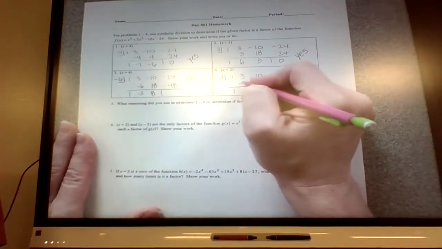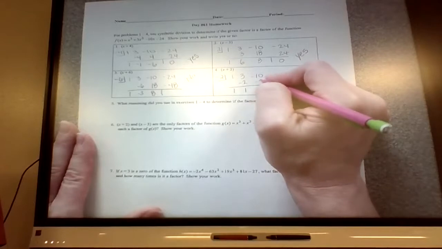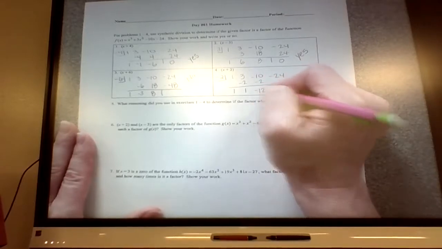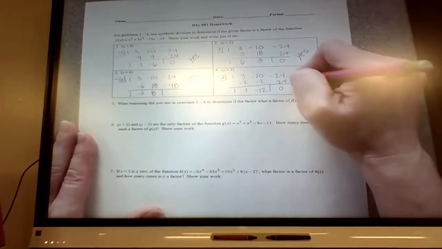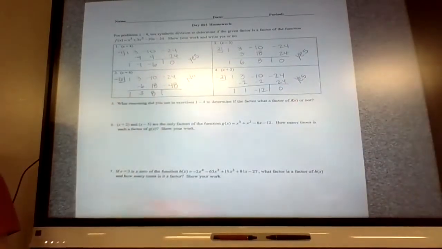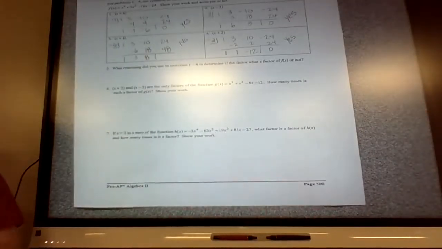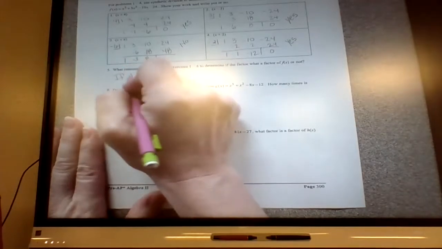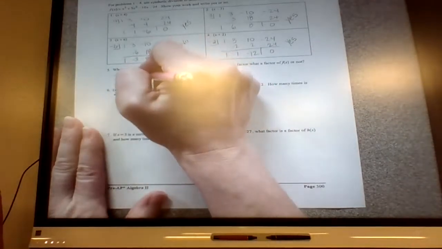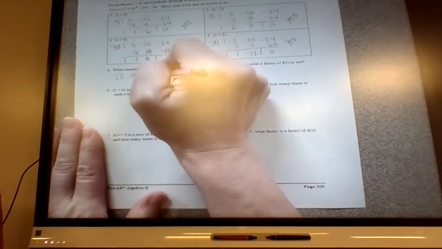1, -2, 1, -2, -12, +24, 0. Is that a factor? Yes, ma'am. And then number 5 says, what reasoning did you use? Okay, so how do you know if it's a factor or not? If the remainder is 0, it's a factor. Okay, if the remainder is 0, it is a factor.